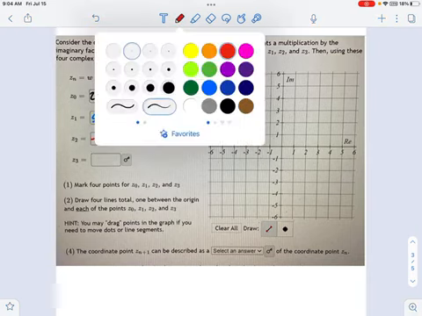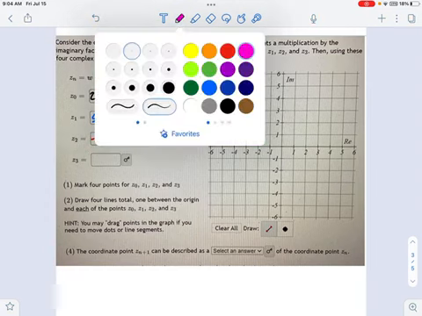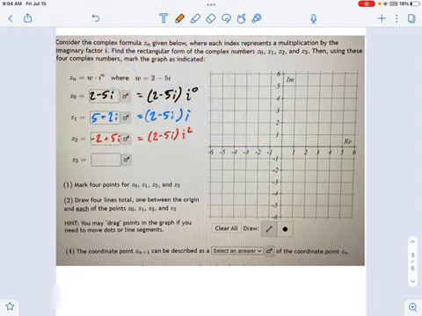And this very last one, I hope I'm picking colors that show up well. That won't. Let's do orange. This very last one is going to be 2 minus 5i times i cubed. Well, i cubed, if you remember, is negative i. So it's going to be the negative version of z1. This will be -5 minus 2i.